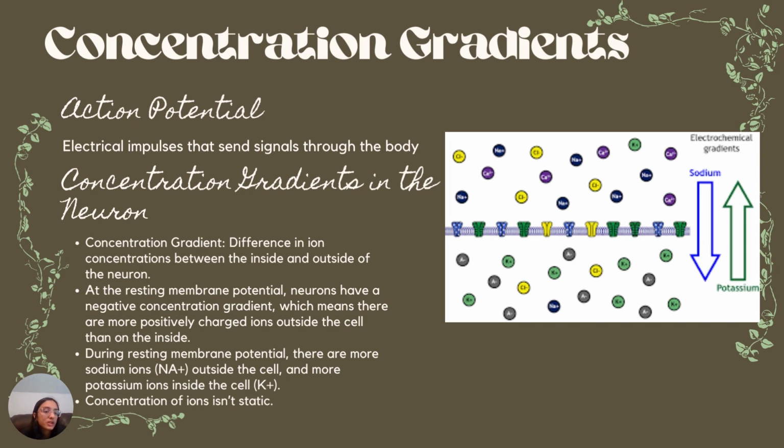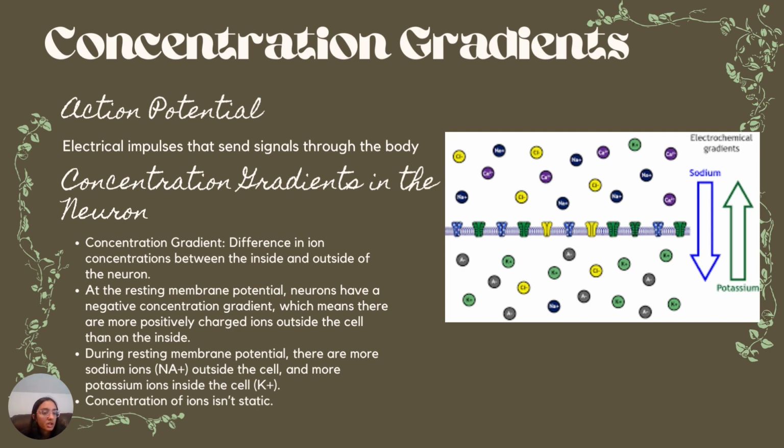Action potentials are electrical impulses that send signals through the body. To understand how action potentials work, we must first understand how concentration gradients work. A concentration gradient is the difference in ion concentrations, which are charged particles, between the inside and outside of the neuron. At the resting membrane potential, neurons have a negative concentration gradient, which means there are more positively charged ions outside the cell than on the inside.